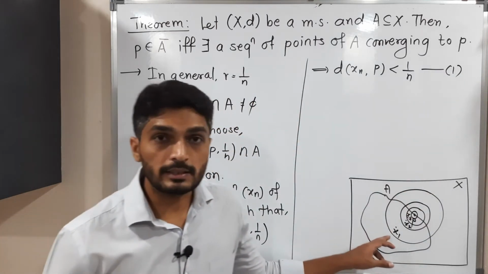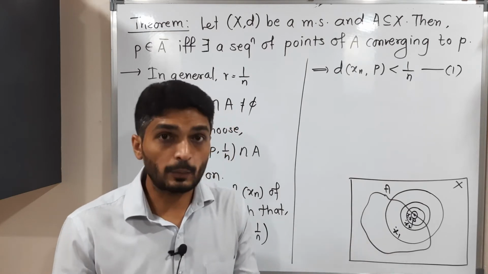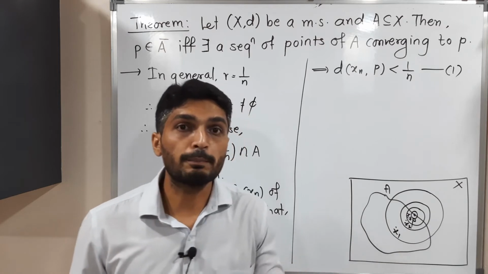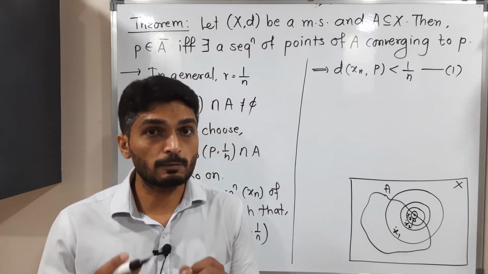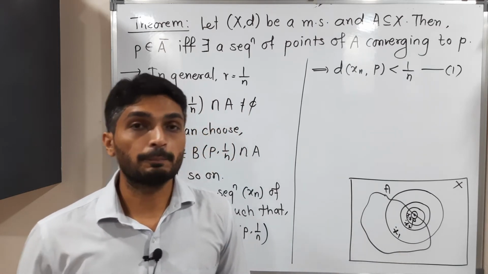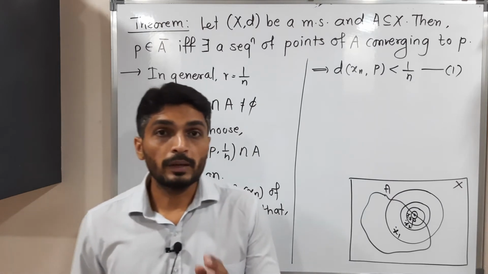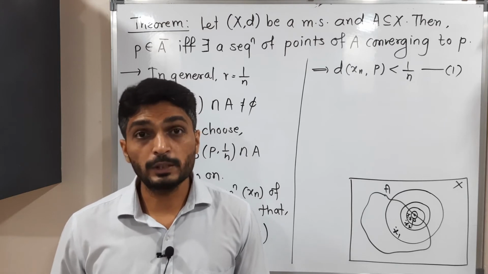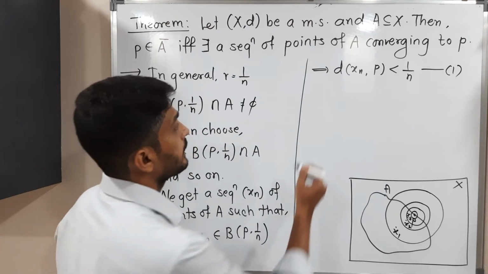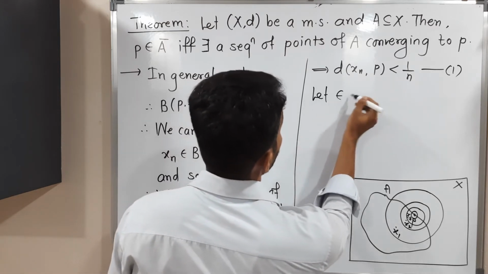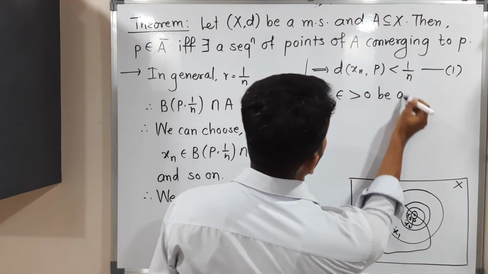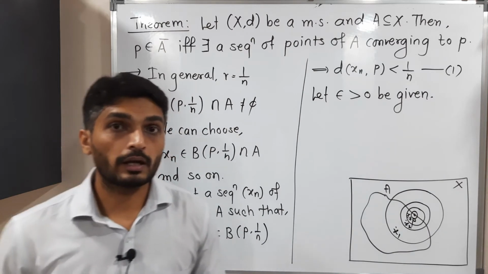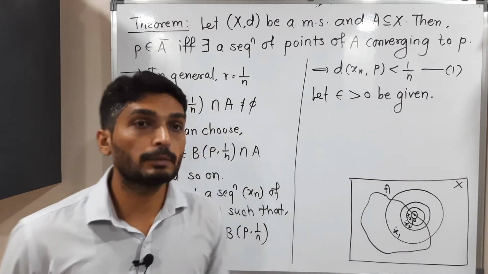As you can see in this diagram, we have a sequence of points of A which are moving towards point P. So we are going to show our sequence xn converges to P. But we are going to prove it using the epsilon definition. So we need to take one epsilon first. Let epsilon greater than 0 be given. So I have taken one epsilon and I am going to take the help of the Archimedean property.